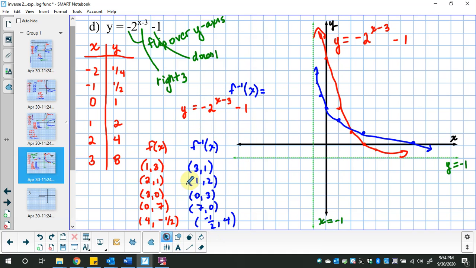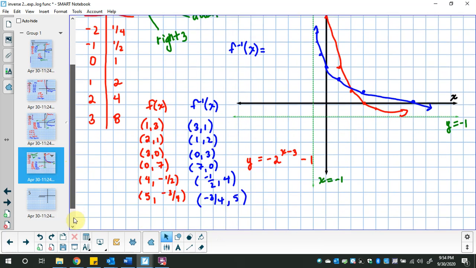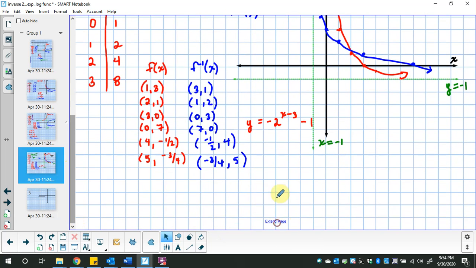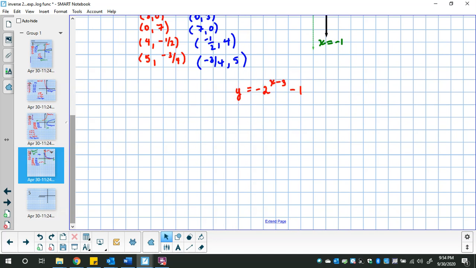My only complaint about logarithms is, just like exponents, they might take up more than one line unless you're a tiny printer, which, as you can tell, I am not. Not even on paper am I a tiny printer. Step 1, what is it? Switch your x's and y's.